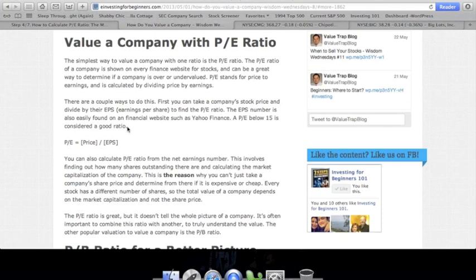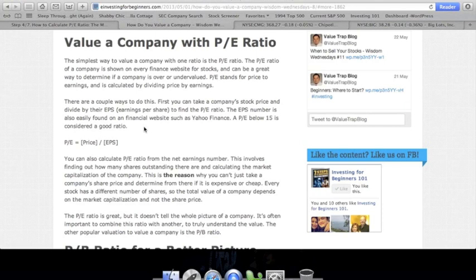And these are values that are frequently seen in online financial websites. So you can take price per share, which is just the share price, and divide by earnings per share. That will give you the PE ratio as well. Anything below 15 is considered a good PE ratio. Average PE ratio can be anywhere from 17 to 25. It really depends on the industry and depends on the company.